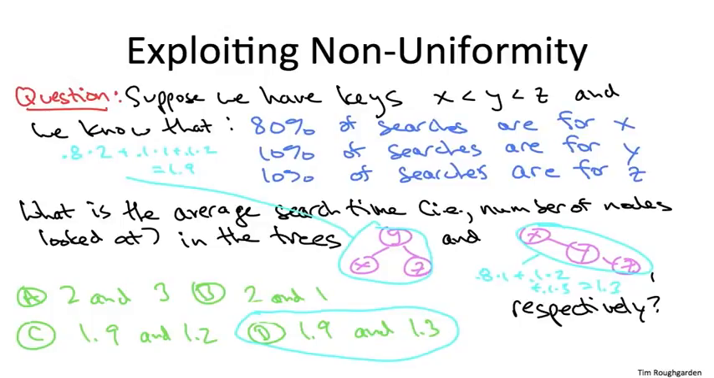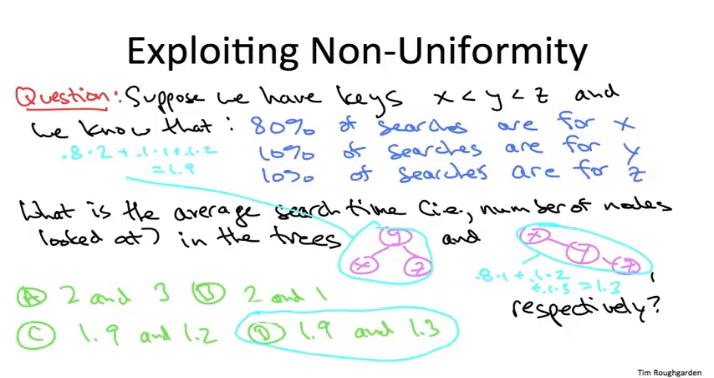All right, so the correct answer to this quiz is the 4th option, 1.9 and 1.3. To see why, let's just compute the average search time in each of the 2 proposed search trees. In the first one, with y at the root, 80% of the time we're going to suffer a search time of 2 whenever we look for x. We have to look at the root y, then we look at the x. So we pay 2 80% of the time. That contributes 1.6. 10% of the time we get lucky, we see a y, that contributes a 0.1. 10% of the time we see a z, that contributes another 0.2 for a total of 1.9.